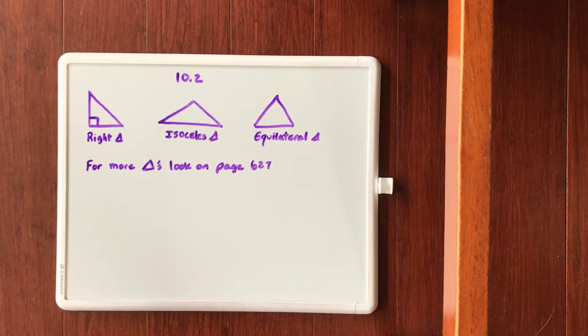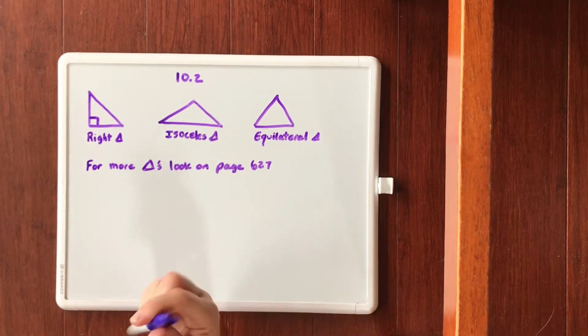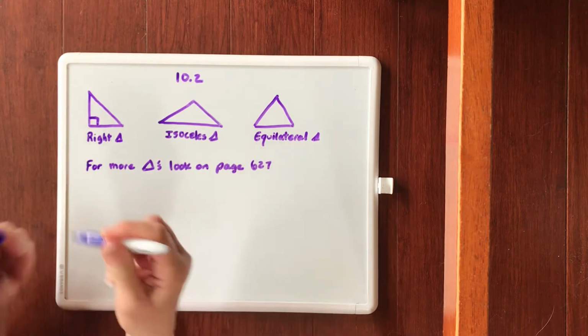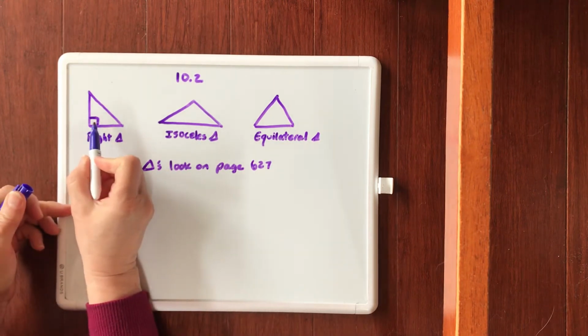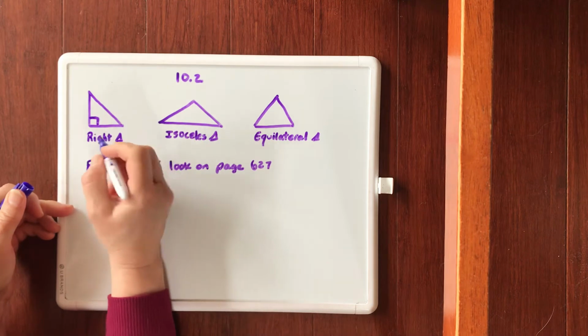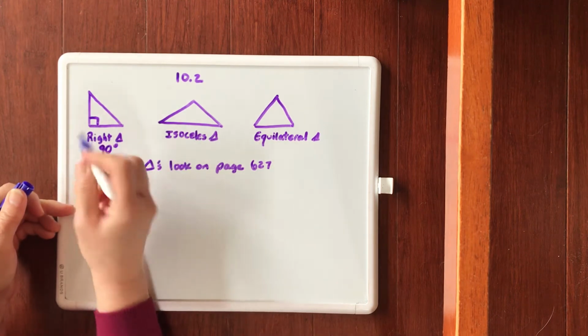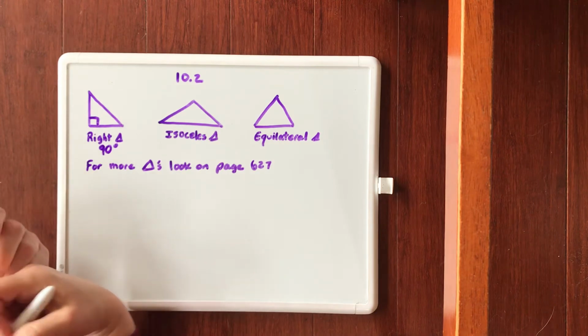Hi, we're going to do 10.2. Here I drew some pictures of some triangles. So here we have a right triangle right here. And this angle right here, the measure is 90 degrees. So that's how we know we have a right triangle, is one of the angles is 90 degrees.